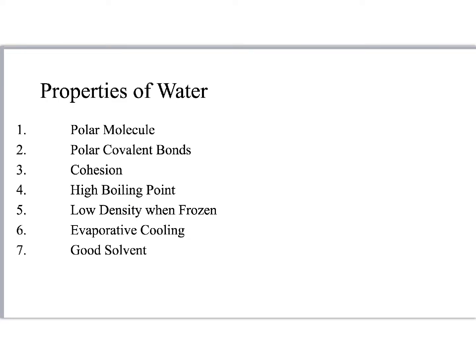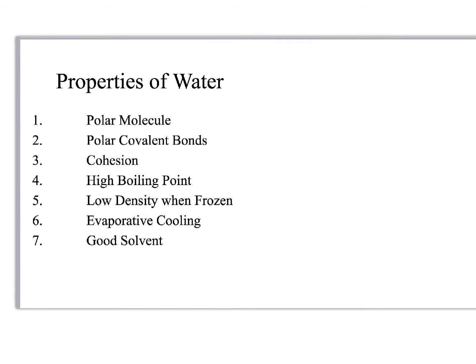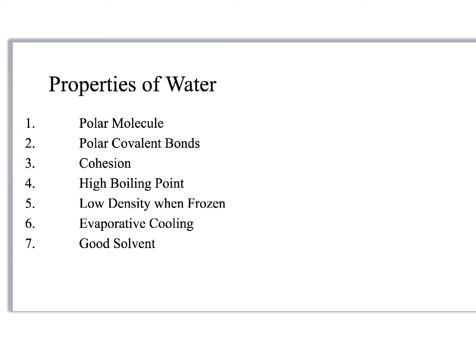So water itself has 7 unique properties, and we're going to talk about them. The first thing we'll look at is how it is a polar molecule, right? So it means that it has a positive and a negative end. The next thing is that it possesses these polar covalent bonds. That adds to this polarity of having a positive and a negative end, right?